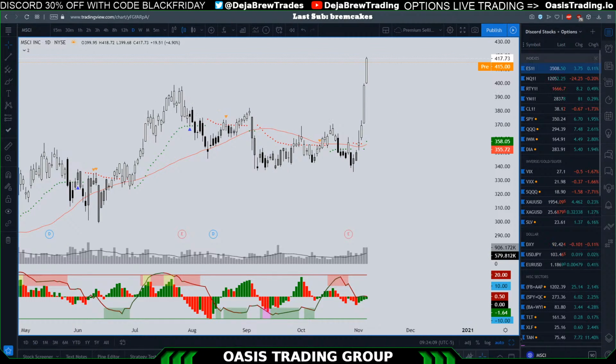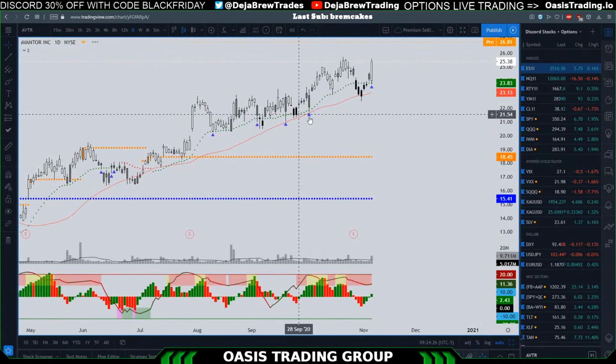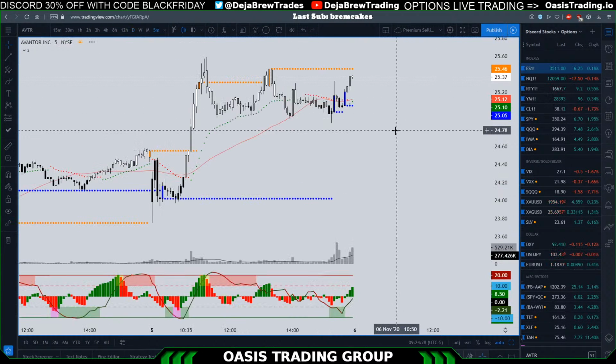AVTR actually looks really good. Dude, it's gonna break its resistance. It's literally like 90% of my block trade scanner. Is there news on it? This block trades, block trades, block trades. It's on the big scanner and the small scanner. Getting a ton of volume. Let me check CNBC, see if there's any news.